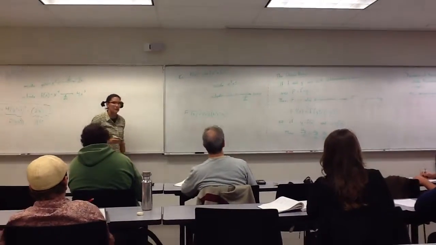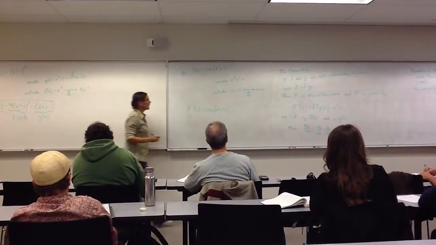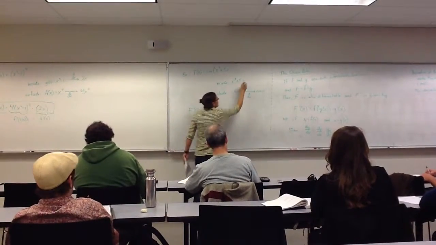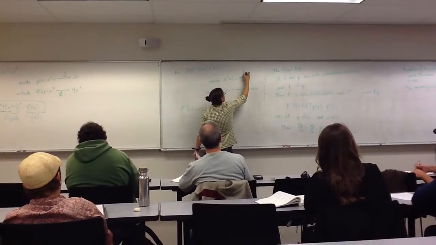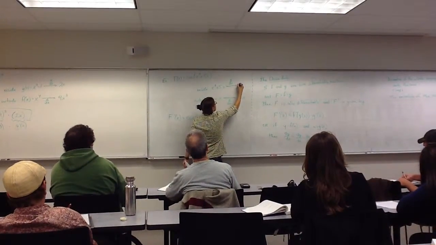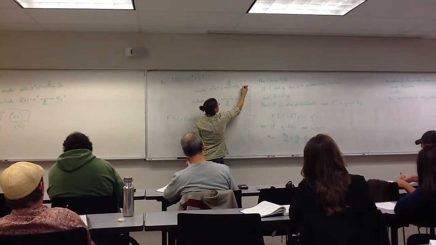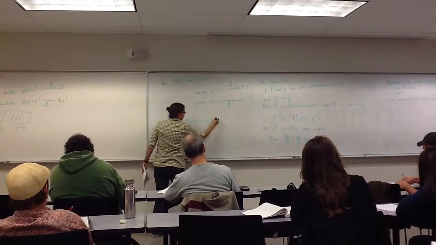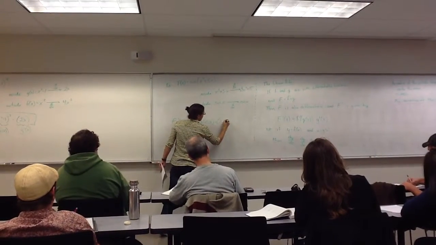Derivative of the outside, keeping the inside the same, times the derivative of the inside. And the derivative of our inside function is 3x squared plus 5. So times the quantity 3x squared plus 5.